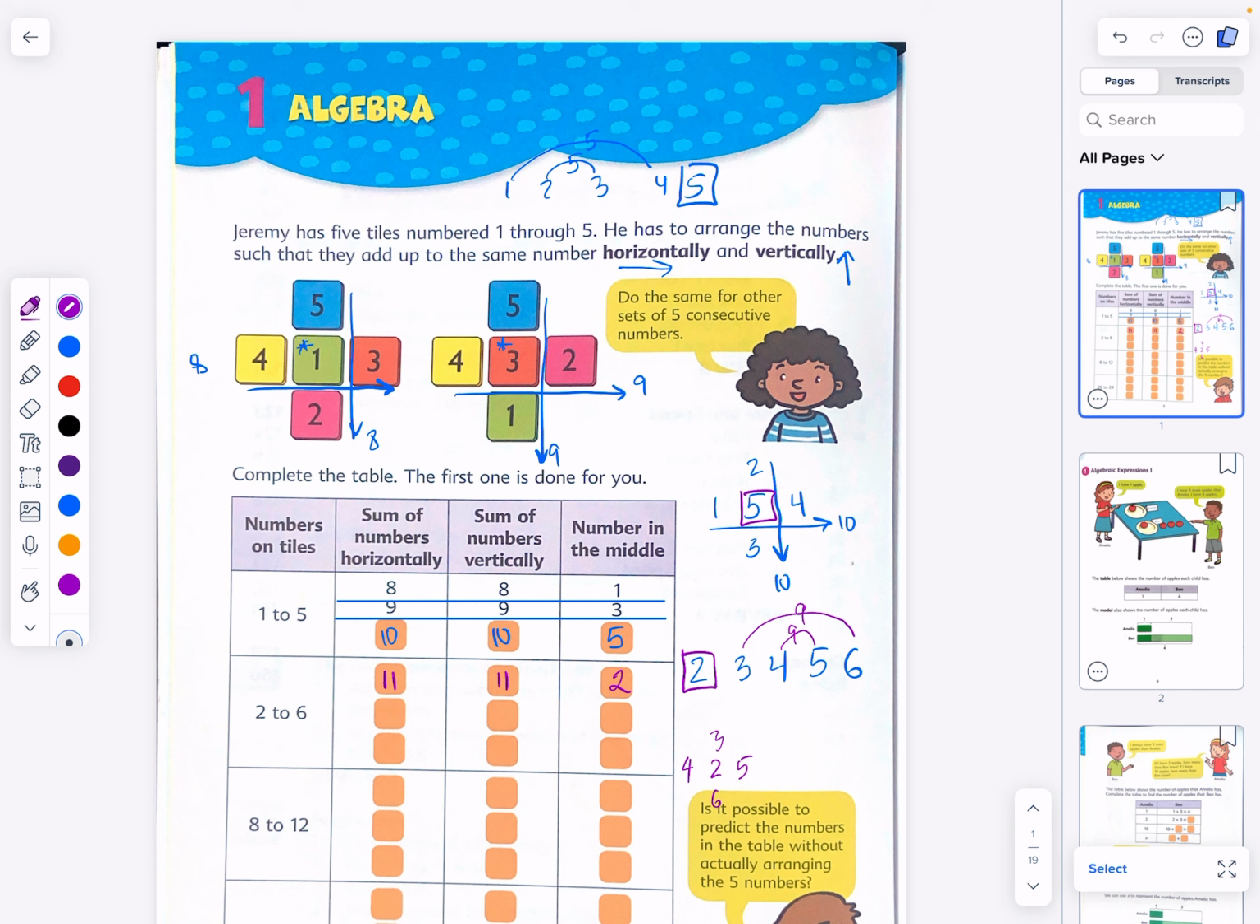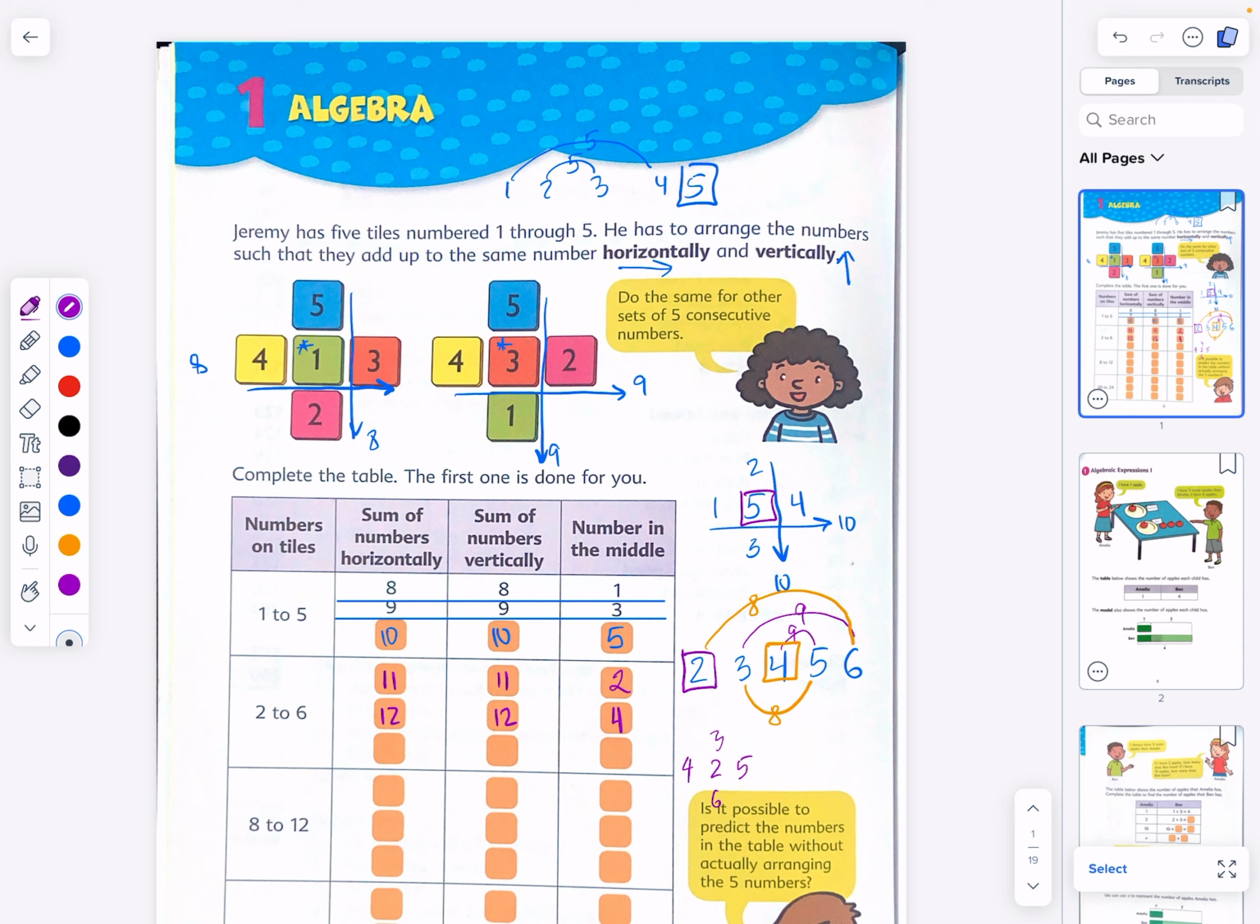Now let's consider a different tile in the middle. What if the tile in the middle was 4? Let's write it down. Well, let's see. We would arrange the tiles side to side, can be 3 and 5 because they add to 8, and up and down could be 2 and 6. They also add up to 8. So 8 plus 4, it would be 12.